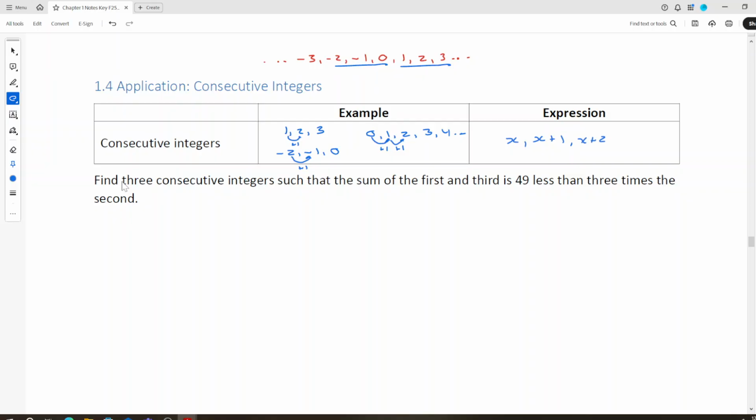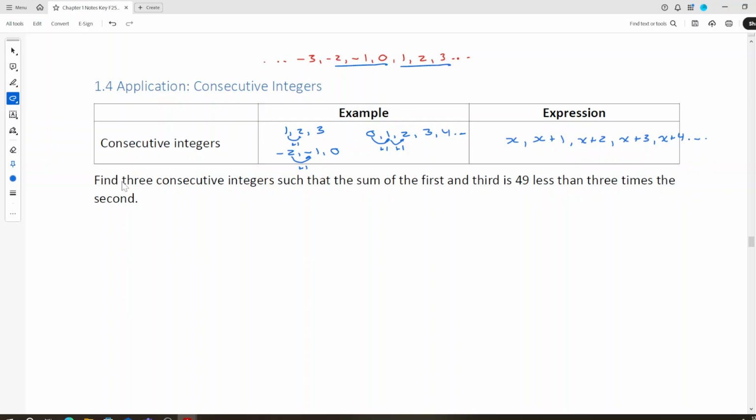Now, this is 3 consecutive integers. If I wanted a fourth consecutive integer, I would add 3. If I wanted a fifth consecutive integer, I would add 4, and so on. So now what we're going to do is read the question, knowing that this is a consecutive integer question. We're going to decide what we're solving for, and we're going to define our variables.